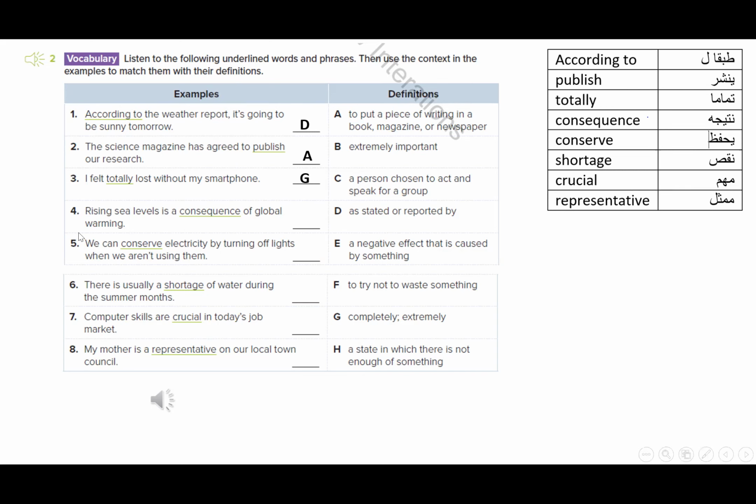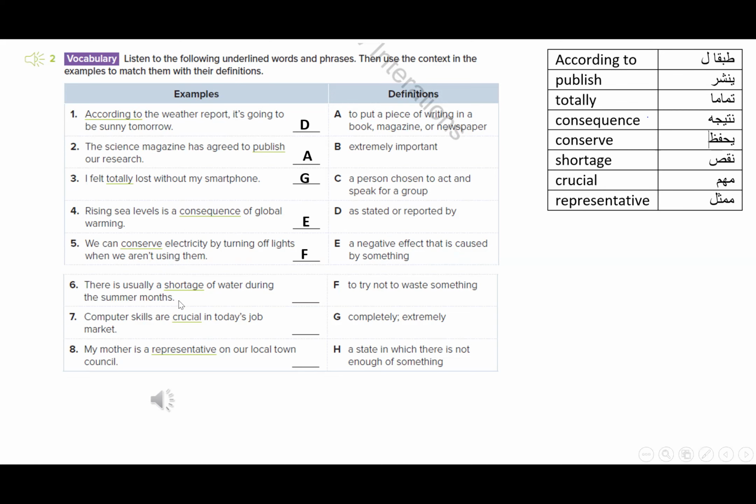Four, rising sea levels is a consequence of global warming. فعندي rising sea level وعندي global warming, يبقى كلمة consequence يعني معناها negative effects, شيء سلبي. So consequence takes E, a negative effect that is caused by something. Five, we conserve electricity by turning off lights when we aren't using them. Turning off and the word aren't using, فده ساعدك ان انت guess the meaning of conserve. So conserve means to try not to waste something.